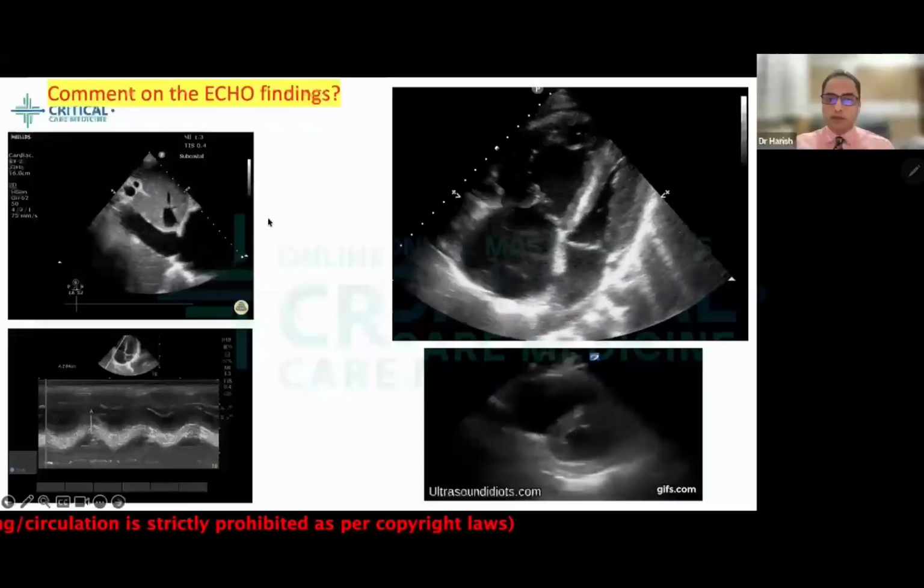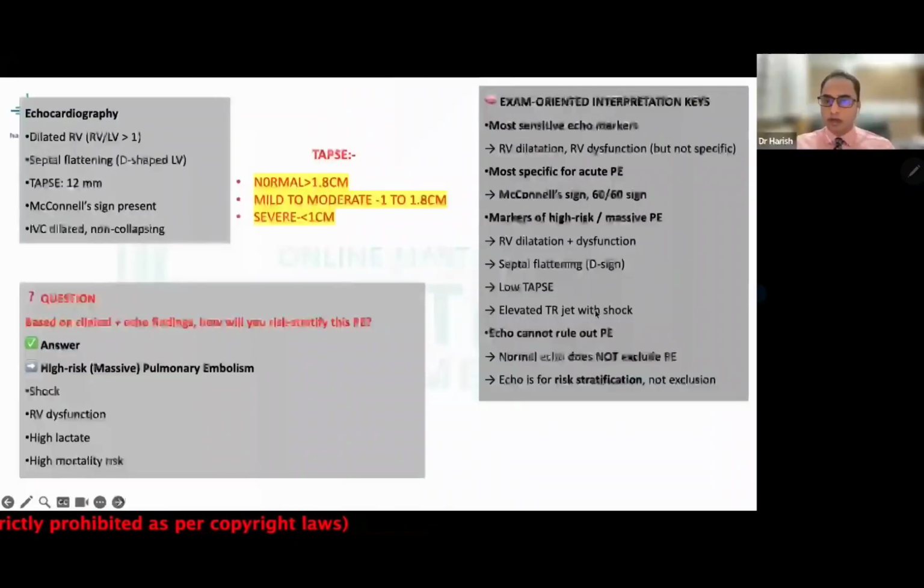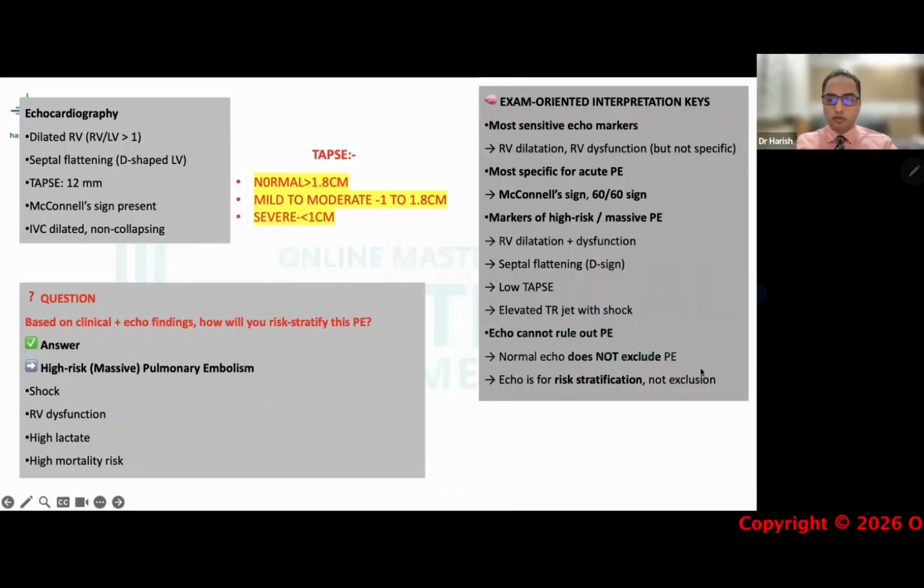So low TAPSE, if the TAPSE is less than 1 centimeter, it is high risk. So elevated TR jet with shock. When you do Doppler, while doing the echo, if you see the TR jet increased, that also tells about high risk pulmonary embolism. Okay, echo cannot rule out PE. A normal echo does not exclude PE. Still, there can be a subsegmental PE.